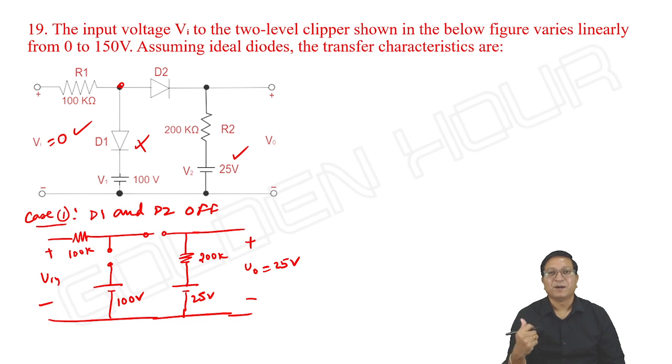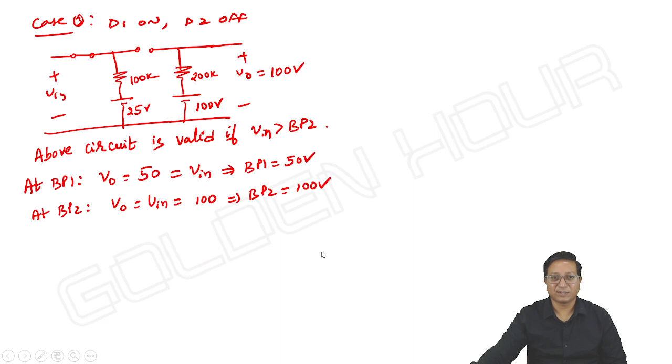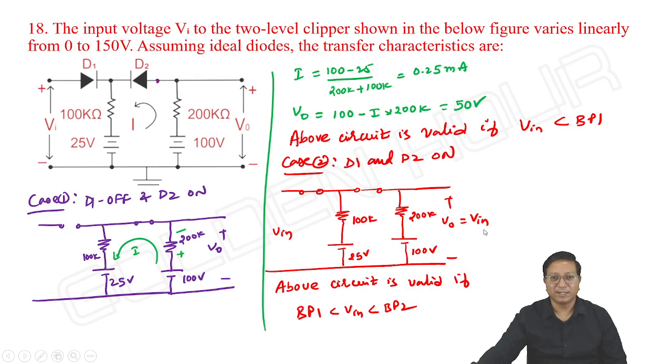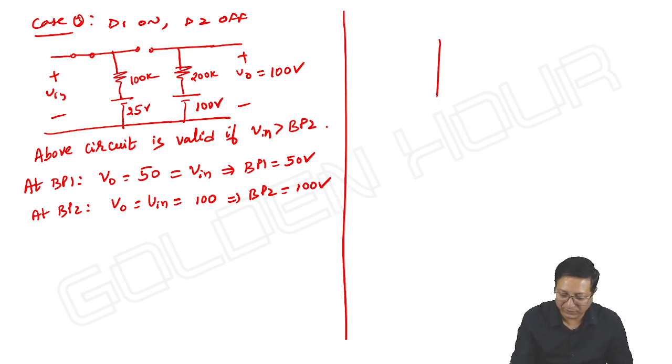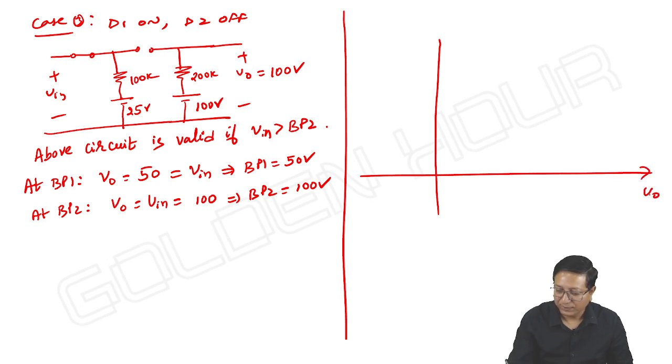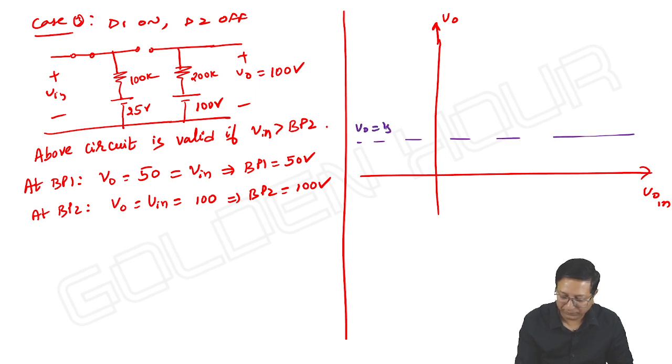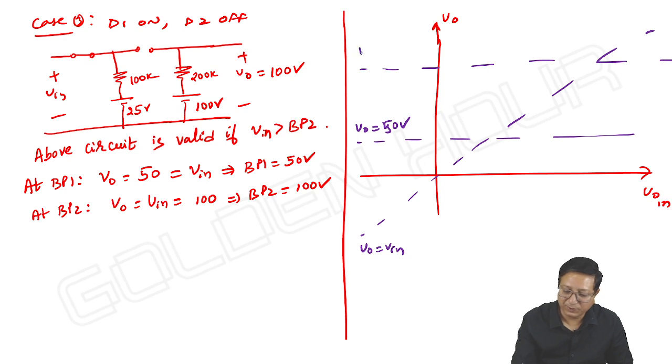In the previous problem, the output minimum was 50 volts. Anyway, will we draw the transfer characteristics here? I only mentioned breakpoints. Sorry, let me write the transfer characteristics for the previous problem, friends. Output versus input. One equation is output equal to 50, another equation is output equal to input, and the third equation is output equal to 100 volts.